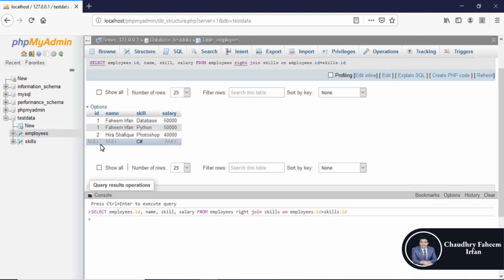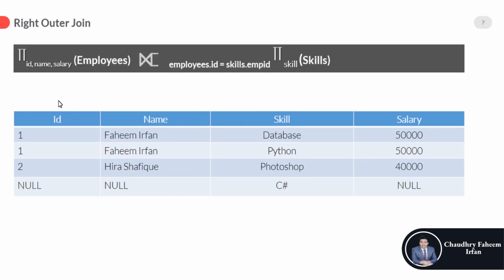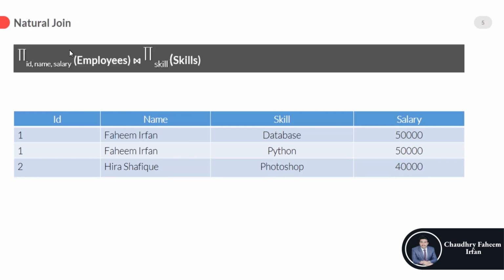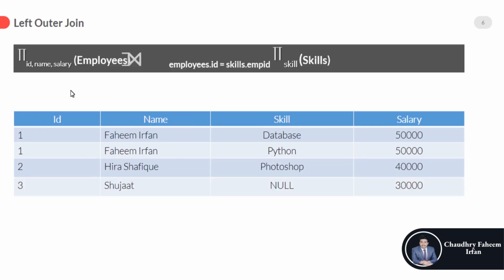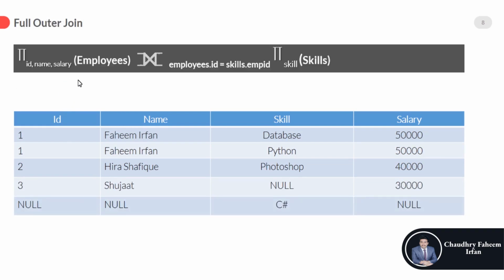The next one is full outer join. Full outer join is the combination of both left outer join and right outer join. Both the characteristics of left outer join and right outer join are in the full outer join. Another thing is to add the salary attribute in all the slides: salary for right outer join, left outer join, and in natural join. Sorry for this mistake. And now we are going to learn about full outer join.